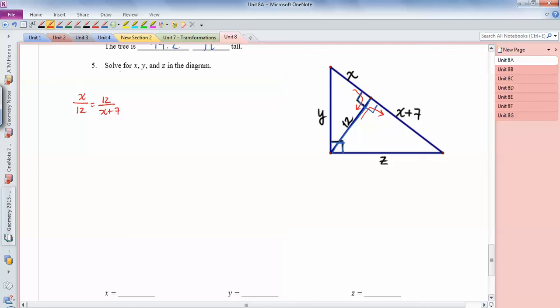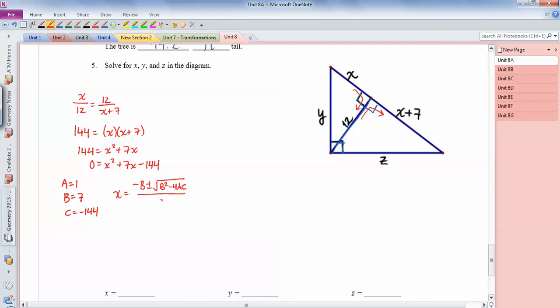Well, this one we can solve because it's only got x terms and constants. So I've got 12 squared is 144 equals x times x plus 7. So that would be 144 equals x squared plus 7x. And then if I bring the 144 over, you could factor that if you wanted, or you could do the quadratic formula. I'll do the quadratic formula. C is negative 144. So if we plug that into the quad formula, x equals negative b plus or minus the square root of b squared minus 4ac, all over 2a.